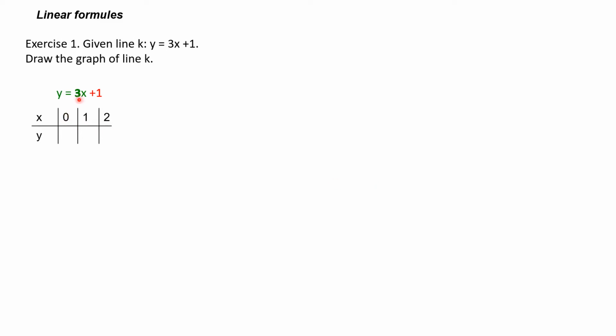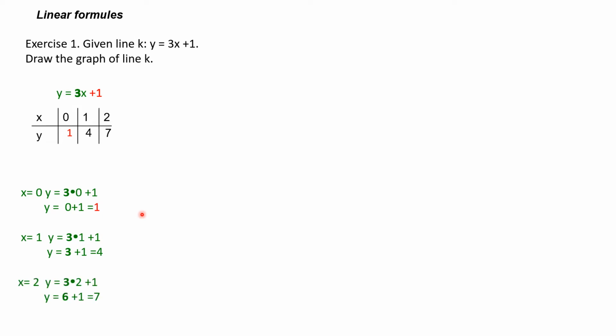Here, replace x by the value here in the table. We'll get 3 times 0 plus 1, so that is 1. Then you're going to use x equals 1. You get 3 times 1 plus 1 is 4. And then we're going to use x equals 2. We'll get y equals 7.